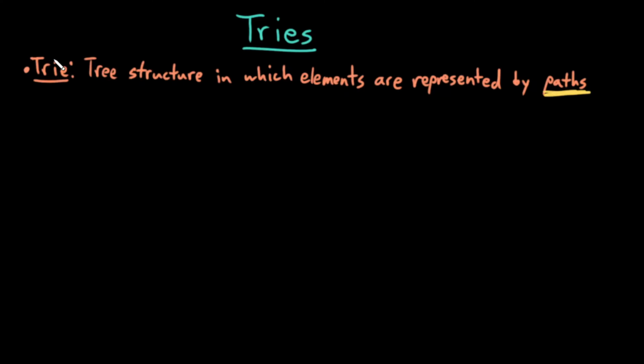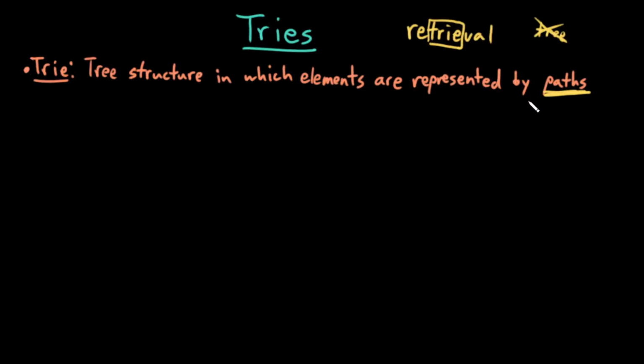Some background information about the word trie. This actually comes from the word retrieval. Tries were proposed as a way of quickly retrieving data. So they were originally called trees, as in retrieval. But of course, that would be super confusing if you pronounce T-R-I-E as tree, because we already pronounce T-R-E-E as tree. So they changed the pronunciation to trie to make it less confusing. So a trie, as I mentioned, is a tree structure in which elements are represented by paths in the tree.